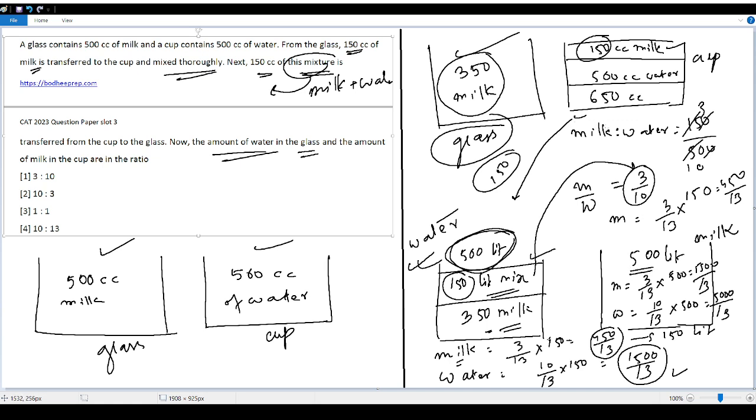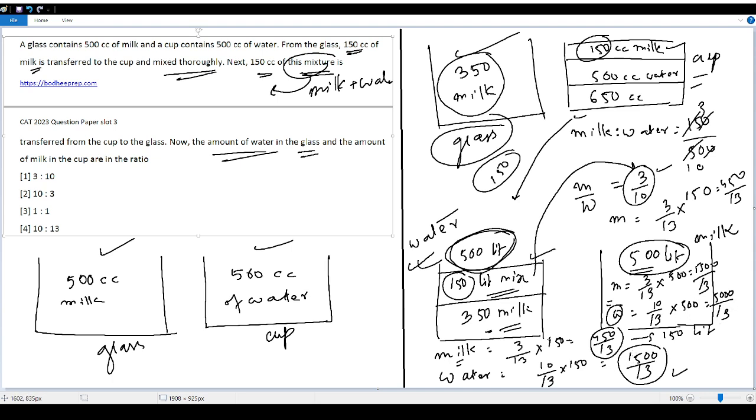Now see, in this cup, how much is there now? 500, because 150 has been removed. Earlier it was 650, 150 has been removed, so 500 cc of mixture is there. In this 500 cc of mixture, the same ratio still holds, 3 is to 10 only, because nothing extra has been added in this cup. So what is the amount of milk? 3 by 13 into 500, that is 1500 by 13. What is the amount of water? 10 by 13 into 500, that is 5000 by 13.